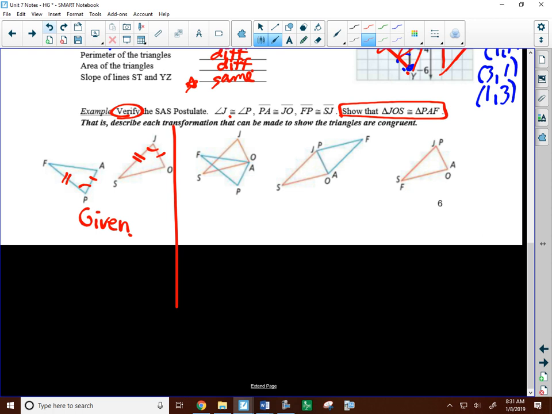Okay, let's see what they did next. So really the red triangle, JOS, stays. But the other triangle is now here. I'm identifying what transformation. Well, it's not a dilation. What did they do from here to there? They translate, reflect, or rotate. Translate, they slid. So translate triangle FAP.